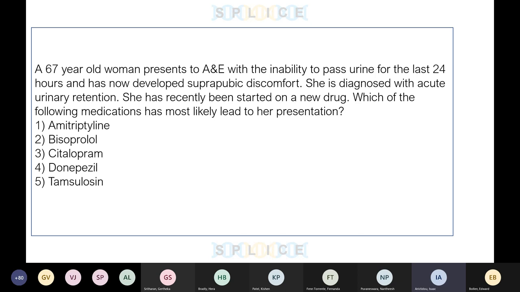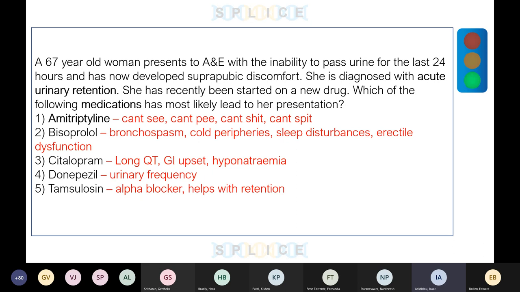Yeah, nice, easy. Amitriptyline. So once again, just be aware that drugs can also put patients into urinary retention. Amitriptyline, I remember the side effects of this as can't see, can't pee, can't shit, can't spit. The sort of anticholinergic properties that it has. And here are some other common drugs that get asked about and their side effects. You can have a look at these in your own time. But yeah, easy question. Nice, well done.